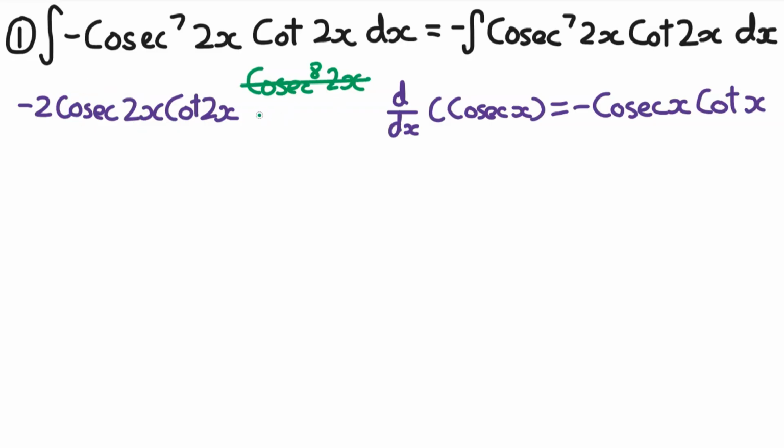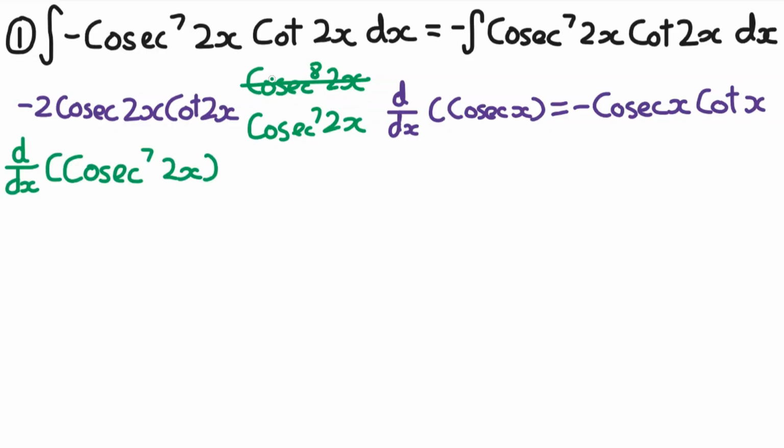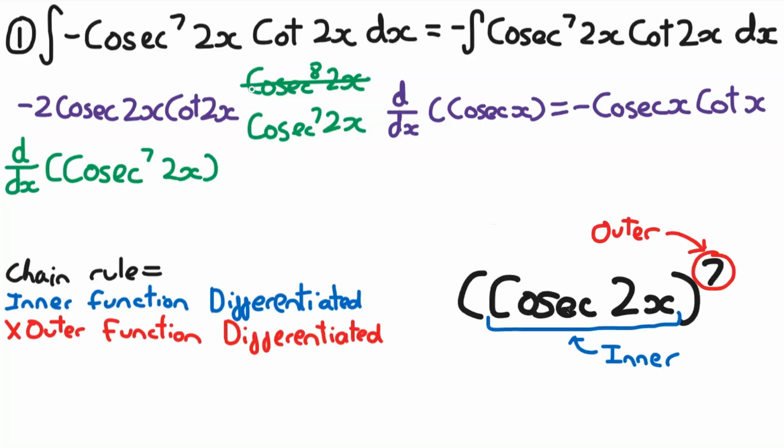We're not going to do this. We're going to do cosec to the power of 7 2x, otherwise this won't work. So if we consider cosec to the power of 7 2x, we differentiate it using the chain rule, with the inner function being cosec 2x and the outer function being the power of 7.